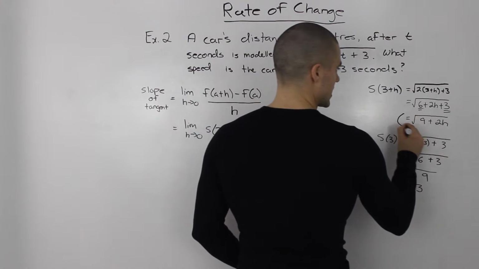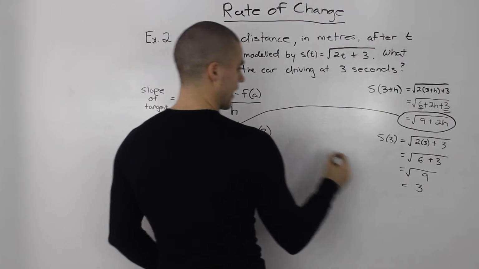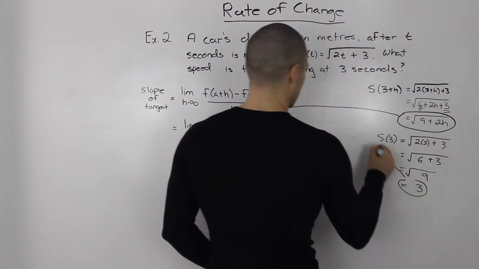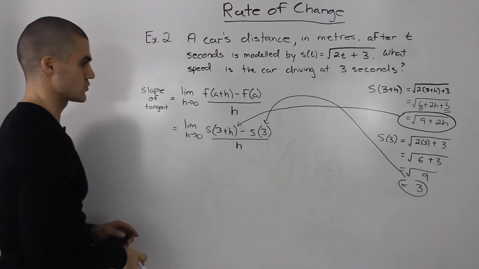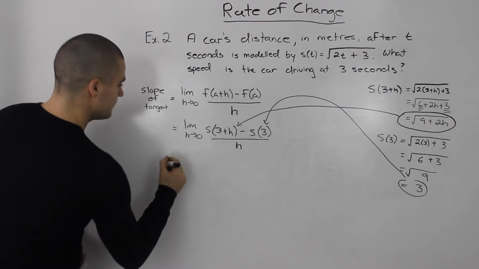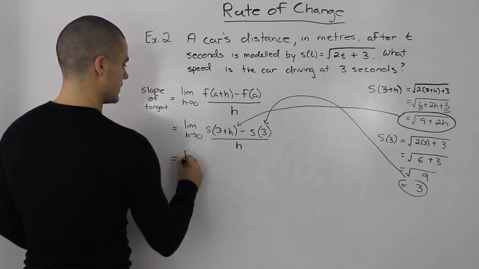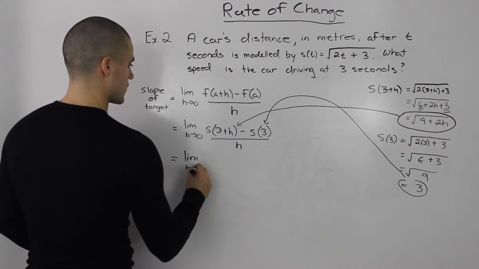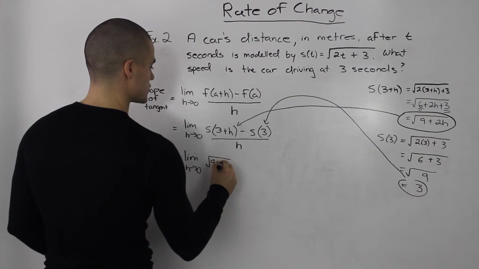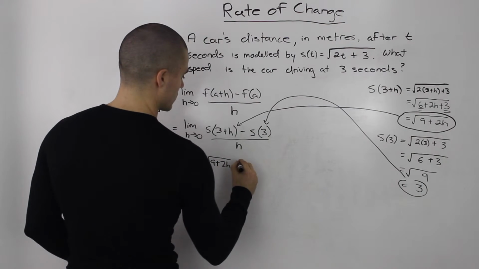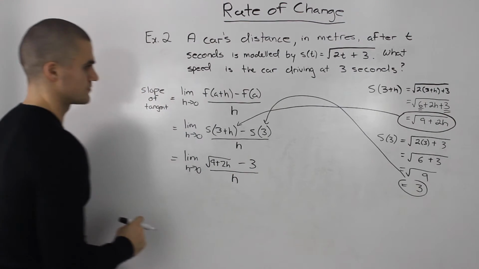So now we take our values that we got for s of 3 plus h and for s of 3, and we plug them back into our difference quotient. So the limit as h goes to 0, s of 3 plus h is the square root of 9 plus 2h minus s of 3, which is just 3 all over h.